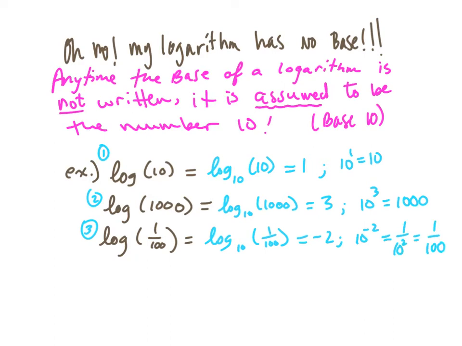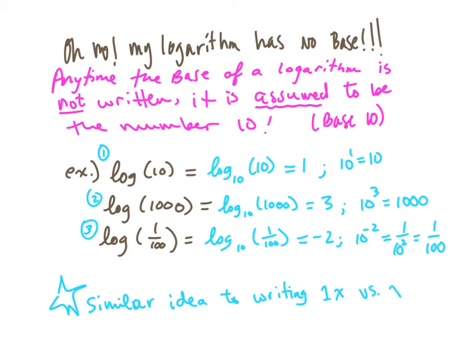Yeah? Okay, so this is a similar idea to writing, you know what I'm going to say? Like 1x versus x. So it's just assumed to be there because of the way the log is made. It was designed for this. I know, that's a trip. So that's true for that.